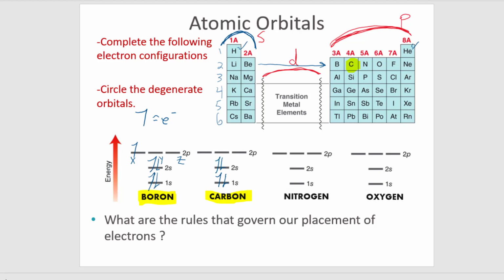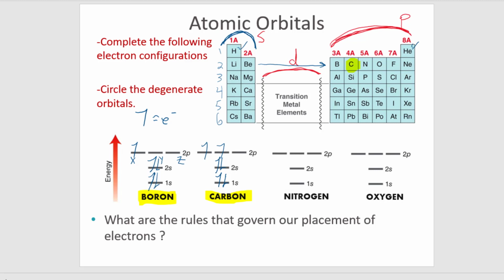And now I hit the P block, still in shell number 2, just across the way. Now I'm in the 2p, 2p1. And then I go to carbon, 2p2. I fill, same spin, but I'm going to fill across the degenerate p orbitals before doubling them up. So this is what the carbon electron configuration looks like. 1s2, 2s2, 2p2. You guys can finish nitrogen and oxygen as practice.